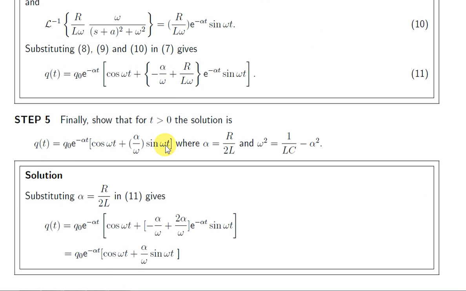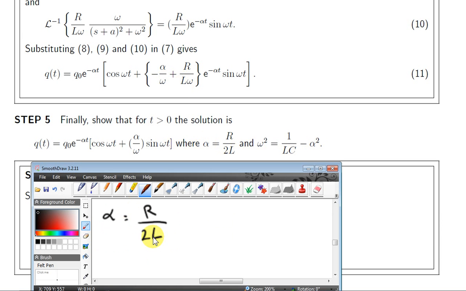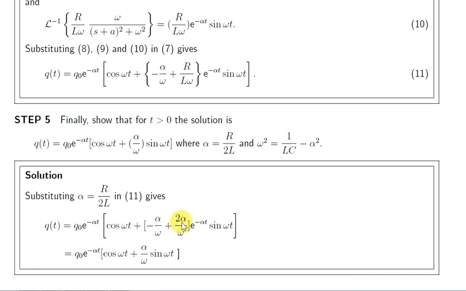Finally, we need to show that our solution can be written like this, where alpha equals r over 2l and omega squared is 1 over lc minus alpha squared. So we need to write the r over L term in terms of alpha. So if alpha equals r over 2l, if we multiply both sides by 2, we see that 2 alpha equals r over L. So we replace r over L in this term with 2 alpha. That's all we do, and we have a common denominator of omega, so we have 2 alpha minus 1 alpha, that's 1 alpha.